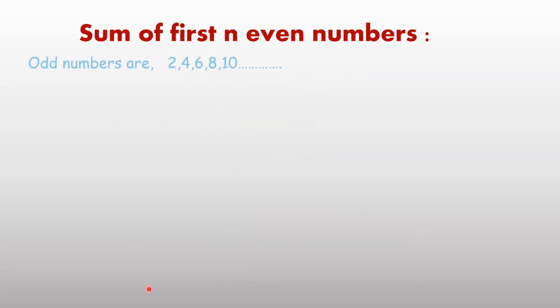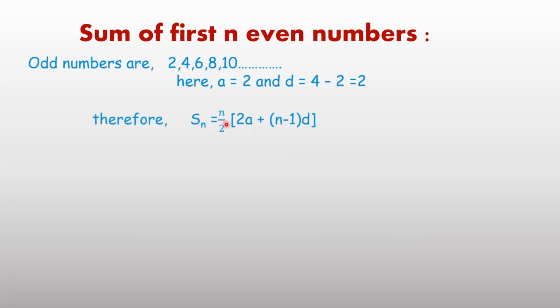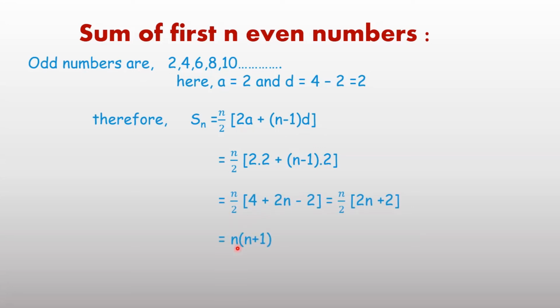If even numbers are given, 2, 4, 6, 8, then the first term is 2 and common difference is 4 minus 2. Then Sn equals n by 2 in bracket 2a plus n minus 1 into d. Put the value of a as 2 and d as 2. Simplify. After simplifying you are getting n into n plus 1. It implies the sum of first n even numbers equals n into n plus 1.